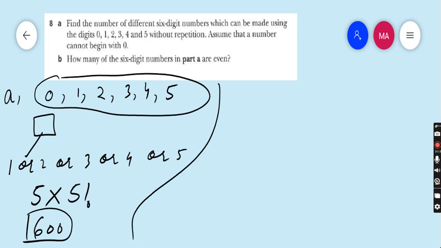Now part B is very important. How many of the 6-digit numbers in part A are even? In part A there are 600 arrangements. In this arrangement even and odd are both present, but we have to give the answer only for even arrangements. How is it possible? I will first find all the odd arrangements and then subtract from 600, and we will get the final answer.